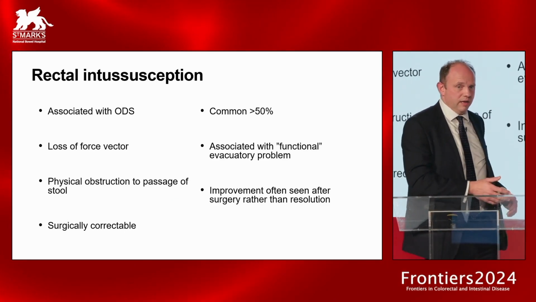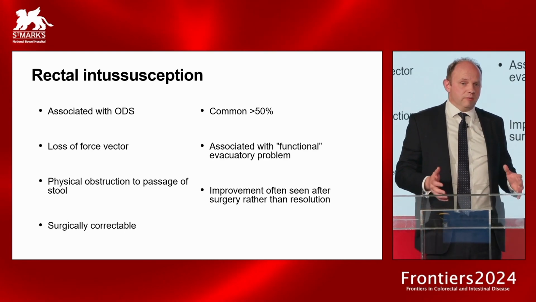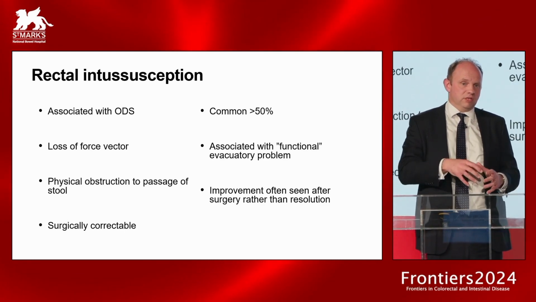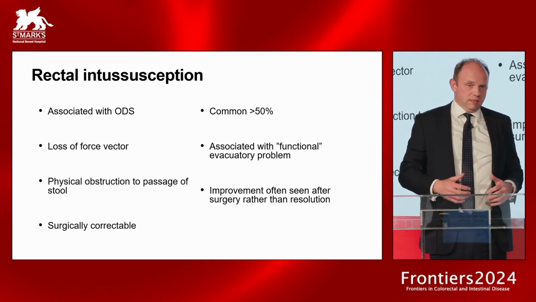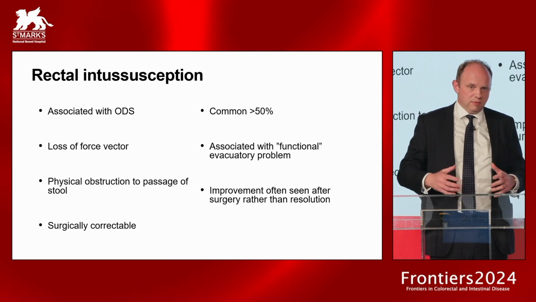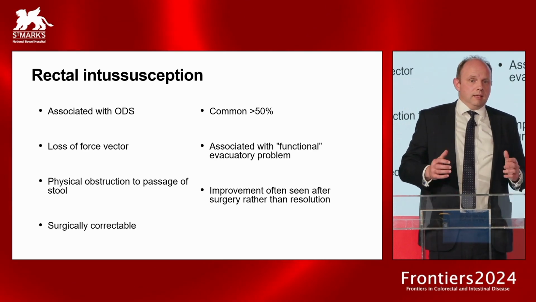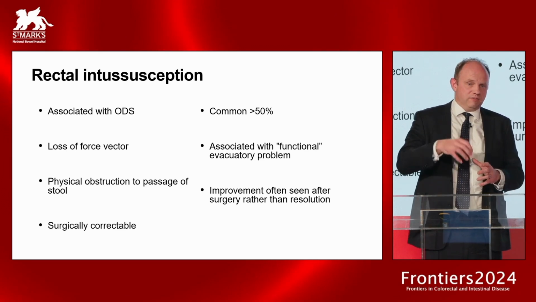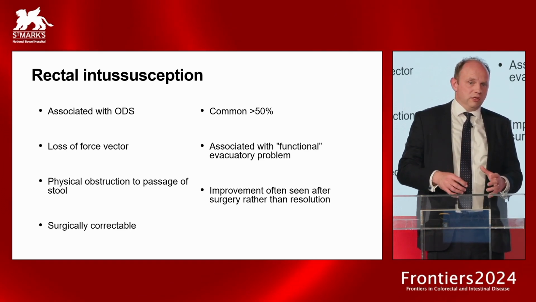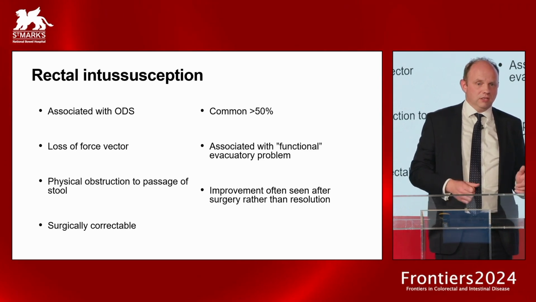You'll arrange a proctogram, and that may tell you there's a degree of rectal intussusception. Now, what's happened here? The rectal wall is giving way and prolapsing on itself. The force you're exerting to try and empty the rectum is now being expelled into distorting the rectal wall. In some cases, this may progress further down the rectum to produce a physical obstruction to passage of stool, and your proctogram may demonstrate that. Now, these are surgically correctable things.